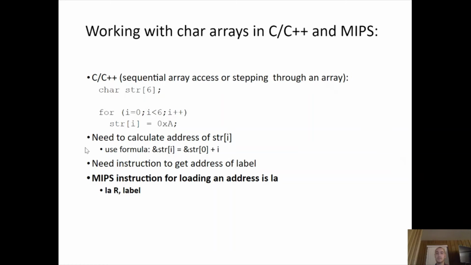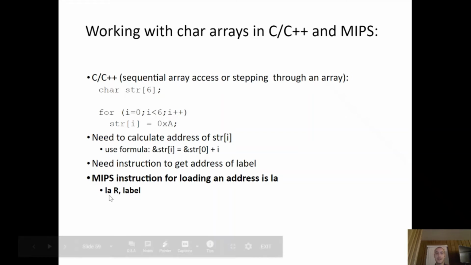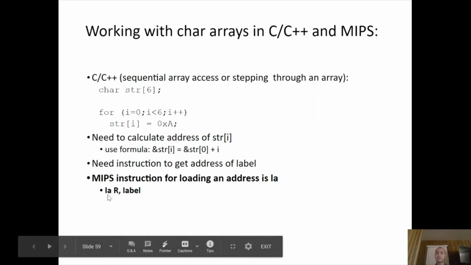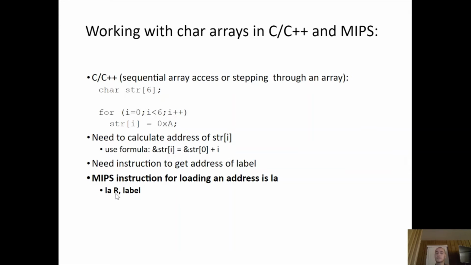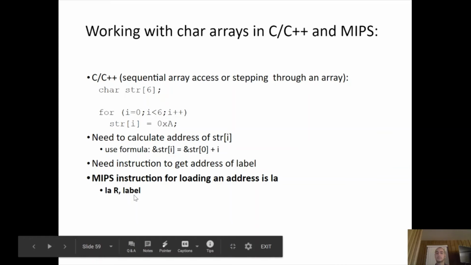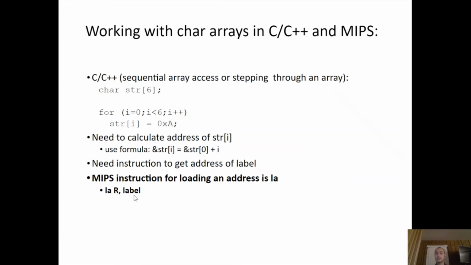To do this in MIPS, we have to get this address, because you don't want to hard code those addresses, right? We do have an instruction for that, which is la, which stands for load address. It takes 2 parameters. The first one is a register that you want to have that address in, and the second one is the label that you pass. The label could be something that you define in your data section, so that could be a variable that you're passing.